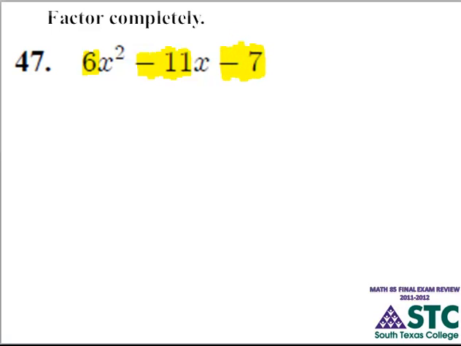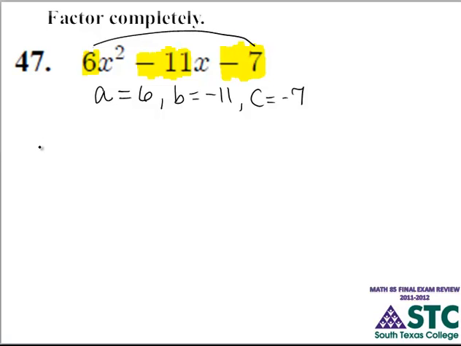And the next thing that I'm going to do is identify. I call A 6, since that's the coefficient of my x squared term. I will say B is negative 11. And C is negative 7. So I call this the modified AC method, because what we do is we multiply A times C, which in this case is 6 times negative 7, and we get negative 42.